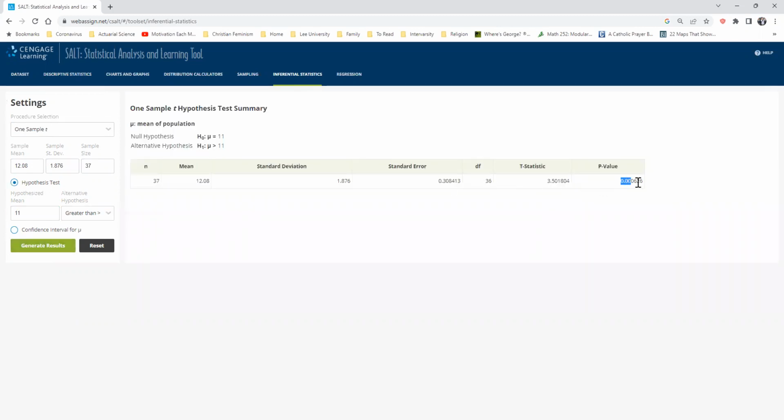We generate our results, and we see that our p-value is 0.000626, which means it's incredibly unlikely that the real average is 11 years old and our sample is just really big. In fact, the p-value is so small, it's smaller than our level of significance, and we're convinced that it's true. These students are older on average than 11 years old when they received their first cell phone.